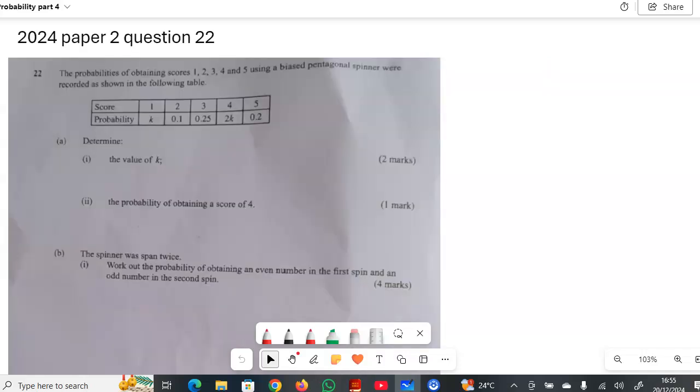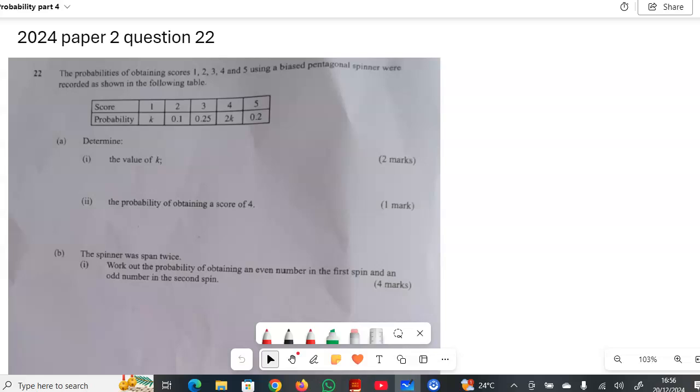The question reads, the probabilities of obtaining scores 1, 2, 3, 4, and 5 using a biased pentagonal spinner were recorded as shown in the table. So we have the score and we have the probability. Score 1, 2, 3, 4, and 5. The probability of score 1 is K. Probability of score 2 is 0.1. The probability of score 3 is 0.25. The probability of score 4 is 2K. And then the probability of score 5 is 0.2.